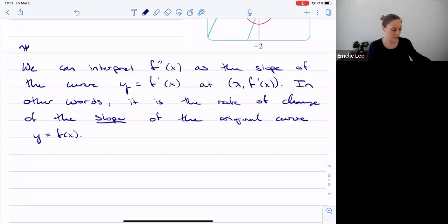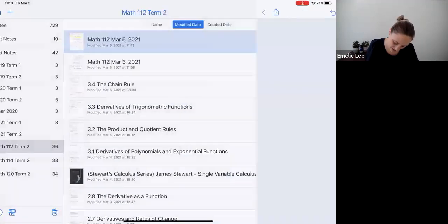So for that last example, we're asked to find the third derivative and the fourth derivative. So let's go nab it here.